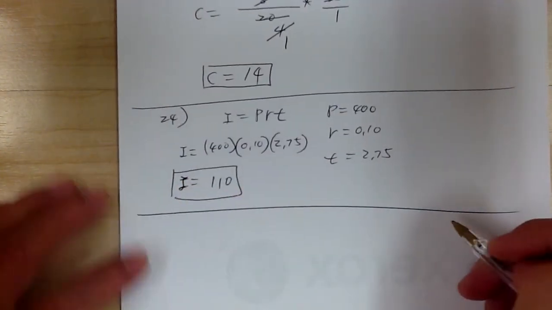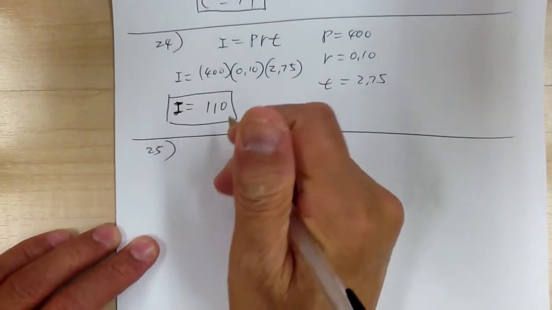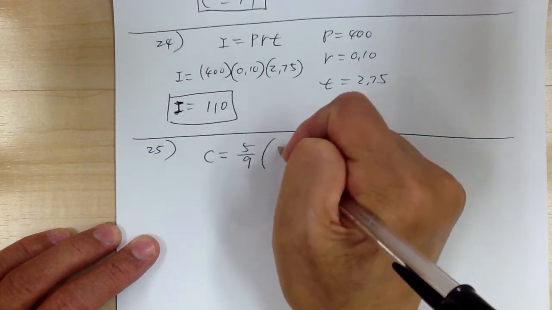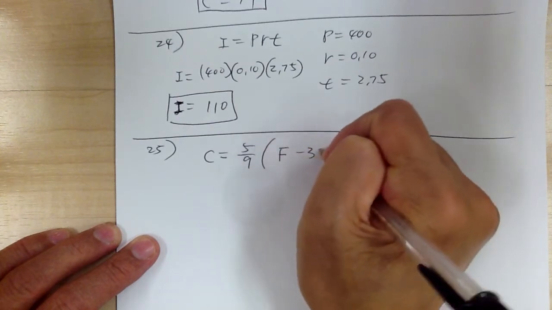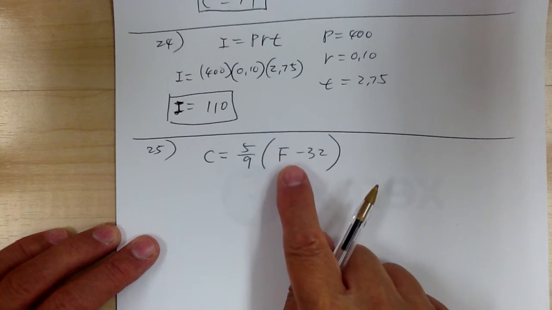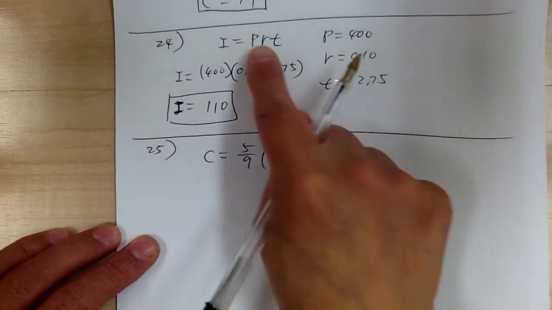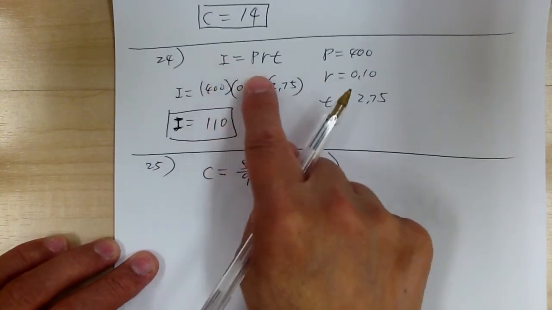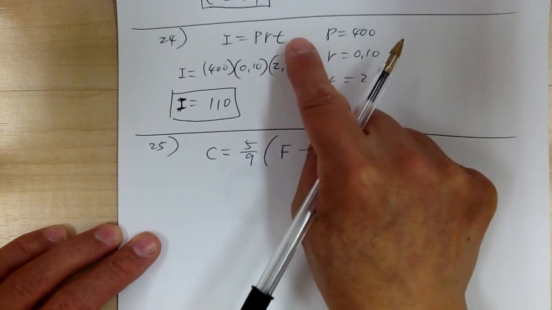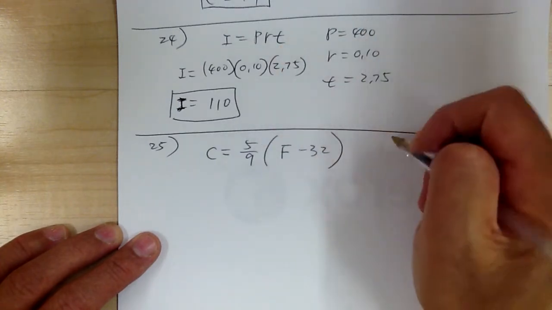Okay, let's go to number 25. Number 25, you have C equal to 5 over 9 times F minus 32. By the way, this is for the thermometer, the temperature. You want to convert from degrees Fahrenheit into degrees Celsius. That's what this formula is for. Okay, number 24 was to figure out the interest. Interest equal to the principal times the interest rate times the time. So like when you put money in the bank saving and you get interest. Okay, and this is a simple interest.